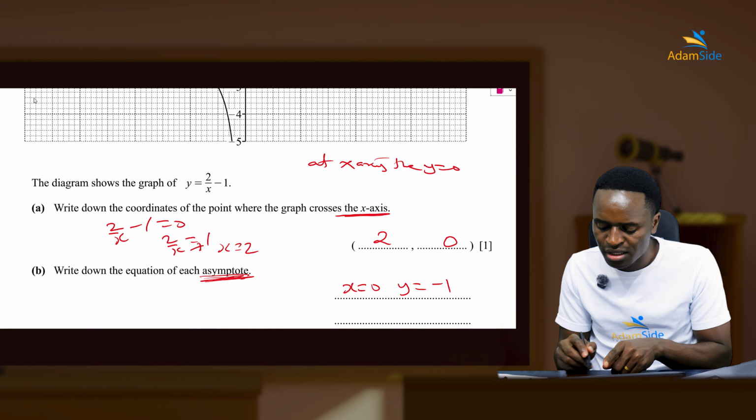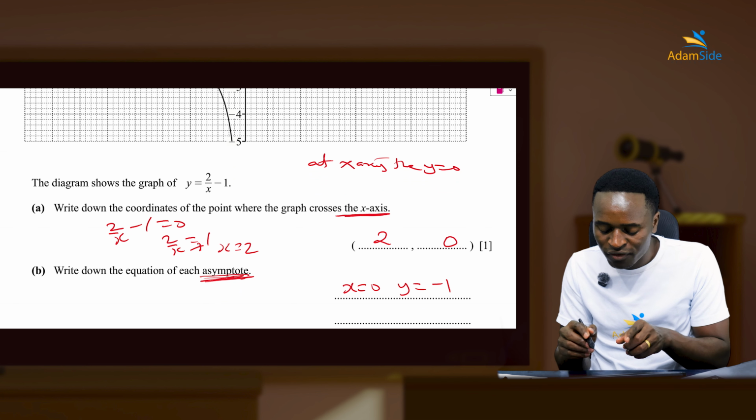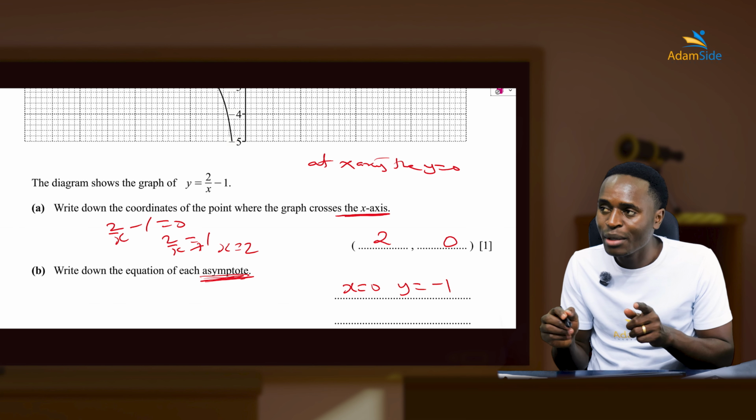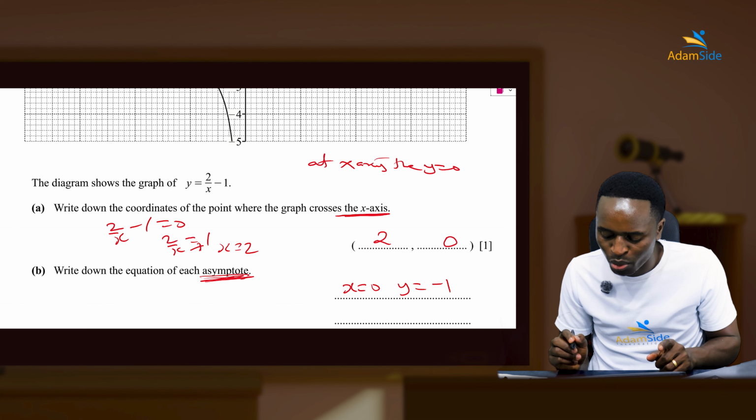So in this question, you just say the asymptote, write down the equation of each asymptote. The asymptote will be a line that both of the curves will be approaching but does not touch. So the asymptote will be at x is equal to 0 and y is equal to negative 1, and you get your points, both 2 marks. You get 2 marks there.